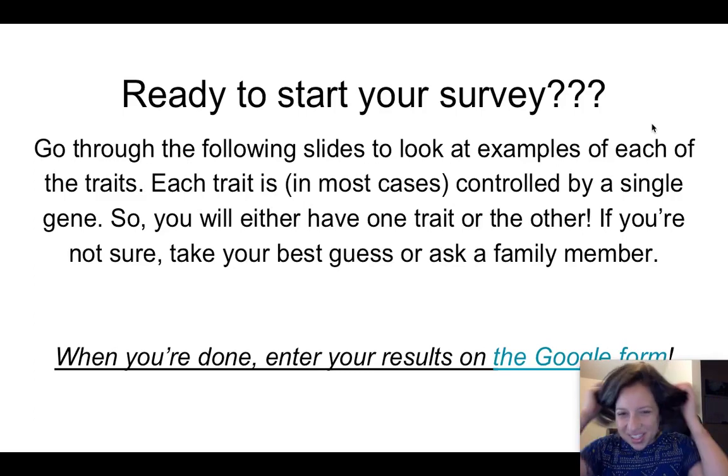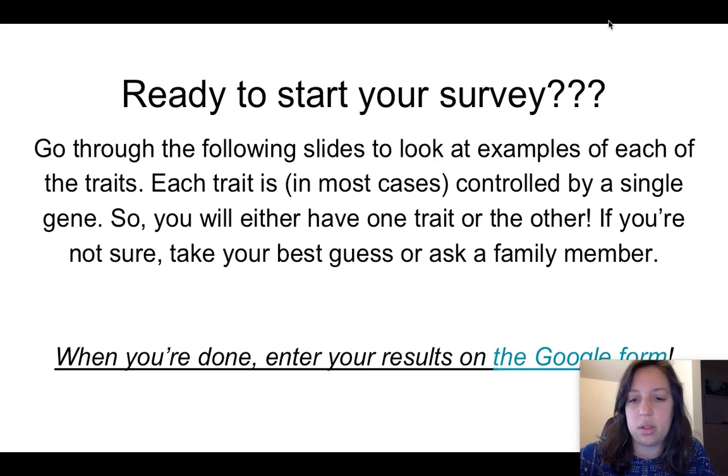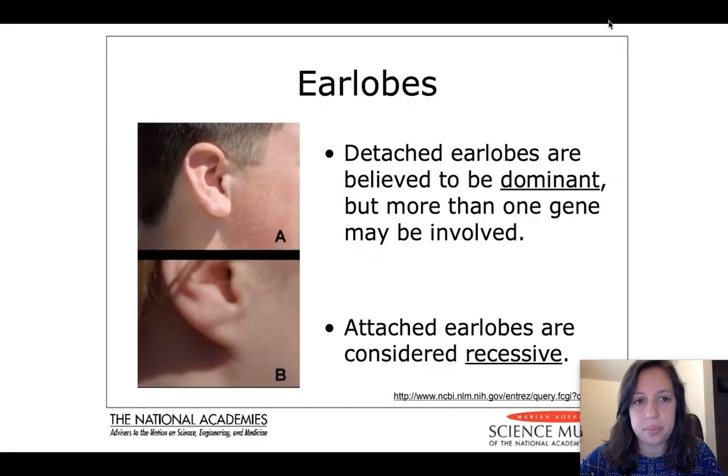All right, let's go ahead and start our lab. So we're going to go through these traits together. I'll give you some examples as we go through, and when you're done, you'll get to enter your results on the Google form. So the first thing is earlobes.